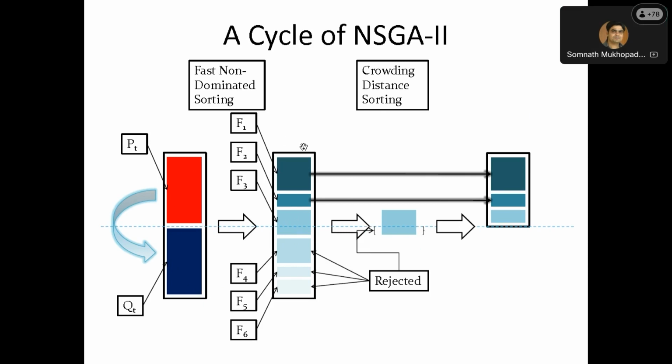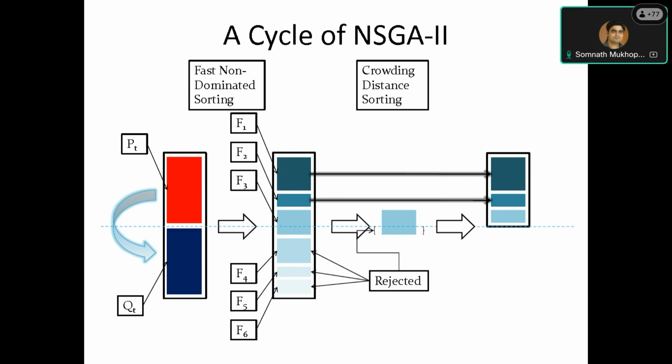So PT and QT is union, and they make RT. From RT we generate PT plus 1, the next iteration solution. So how is this done? We perform here some sorting.